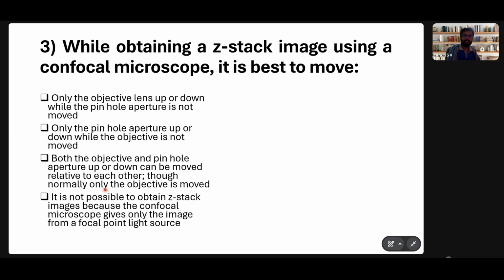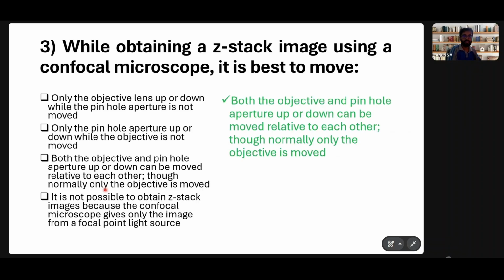Third question. While obtaining a Z-stack image using a confocal microscope, it's best to move only the objective up or down while the pinhole aperture is not moved; only the pinhole aperture up or down while the objective is not moved; both the objective and pinhole aperture up or down, moved relative to each other; or it's not possible to obtain Z-stack images because the confocal microscope gives only the image from a focal point light source. It's a pretty obvious answer if you are working with a microscope. So both the objective and the pinhole should be moved relative to each other. So the correct option is option C for a Z-stack image.